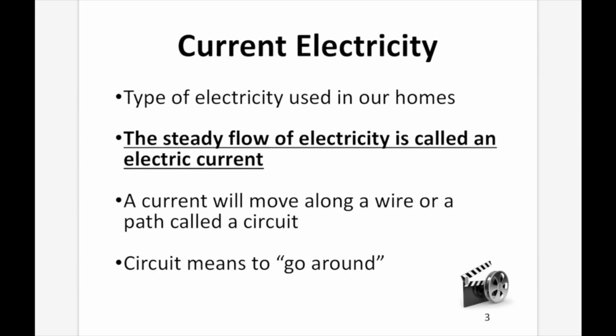Current electricity. The other type of electricity that we're going to talk about is current electricity, and this is the type of electricity that's used in our homes. Current electricity is a steady flow of electricity that moves along a wire or path called a circuit. Circuit just simply means to go around.